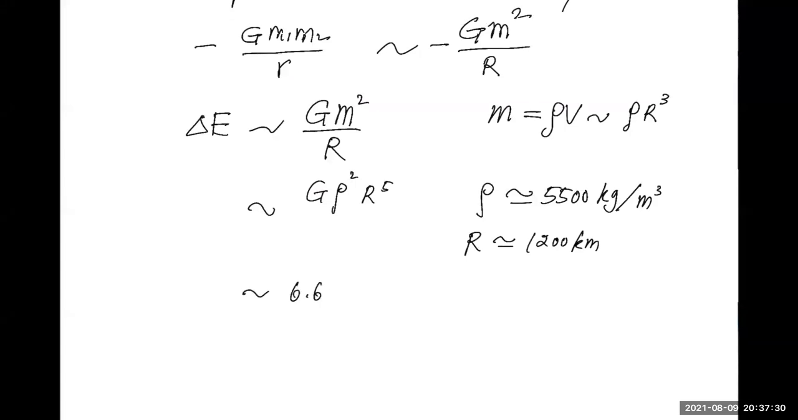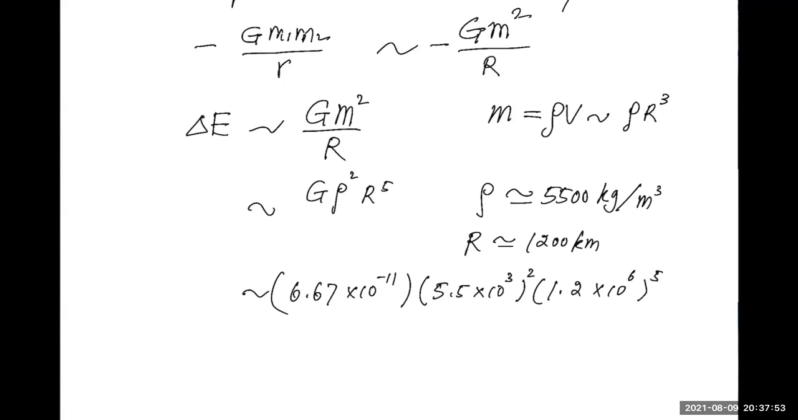So you're looking at 6.67 times 10 to the negative 11 in SI units. You have to convert everything to prime units: kilograms, meters, seconds. So this is 5.5 times 10 to the 3 in SI units. Square that, and then R to the power 5. R is 1.2 times 10 to the 6 meters, and you raise it to the power 5.